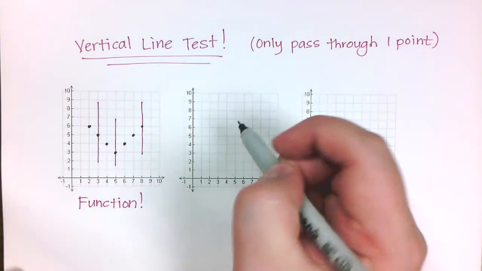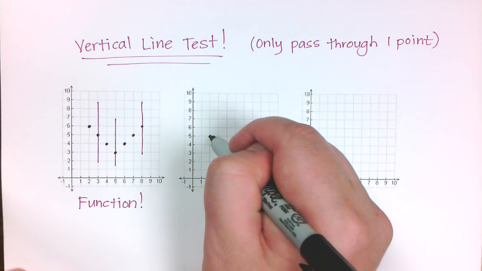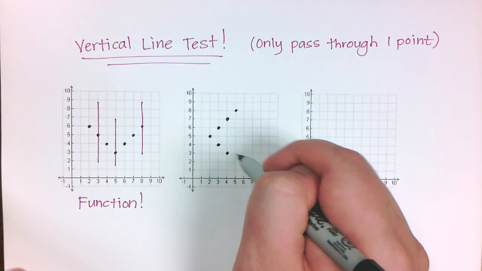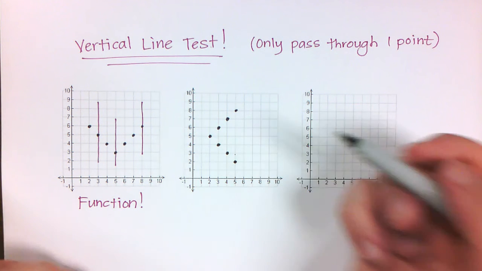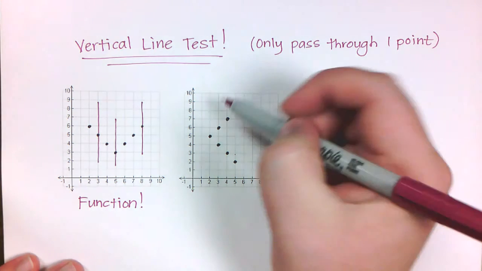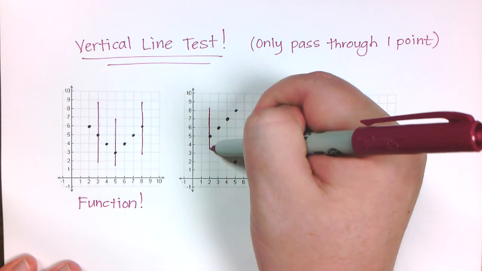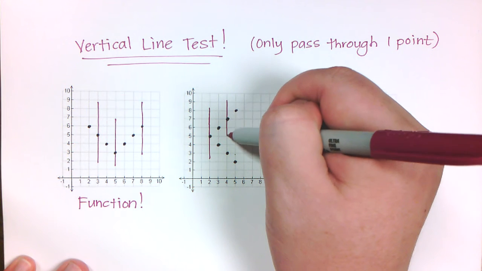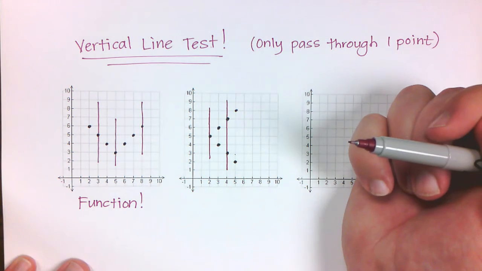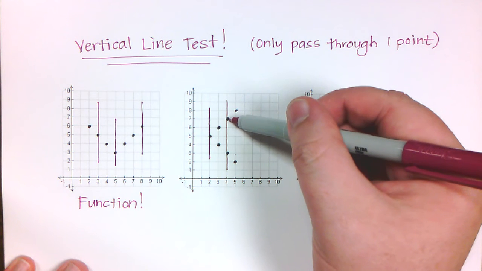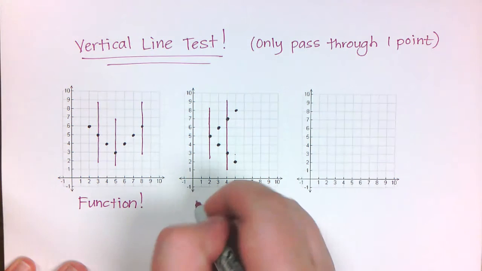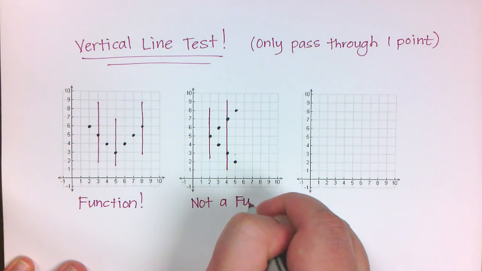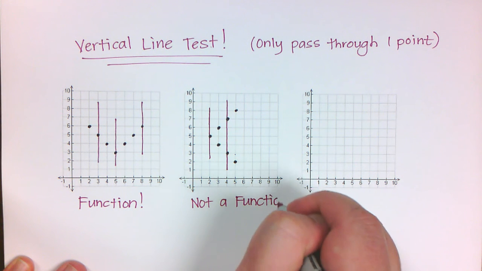Let's draw another one. How about we draw another V, but this time it's going to be sideways. So it'll kind of look like a less than symbol. Okay. I'm going to pick a point and I'm going to draw a vertical line. Well, right there it looks like it only passes through 1 point, but let's just draw a line somewhere else. Oh, it failed because it passed through a point right up here and down below. So this would not be a function. It failed the vertical line test.